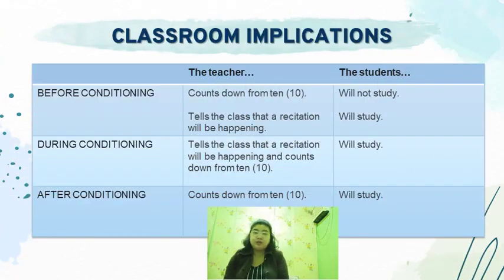Before conditioning in the first example, the teacher counts down to 20 and the students do not respond since they are obviously unaware of what would happen. During conditioning, when the teacher announced that there would be a recitation and counted down to 20, the learners began reading from their notes. After conditioning, if the teacher counts down to 20, they will naturally know there will be a recitation. So through classical conditioning, if the teacher is constant and repetitive with the stimuli, the students will eventually learn to behave properly.